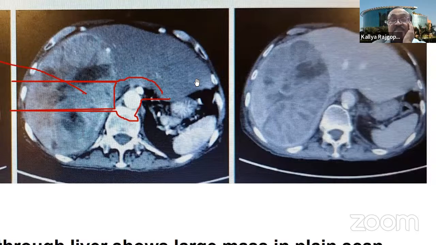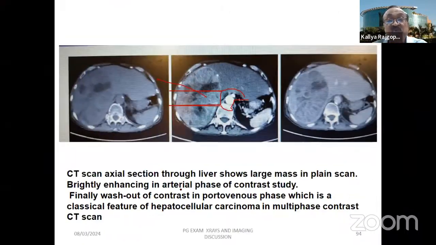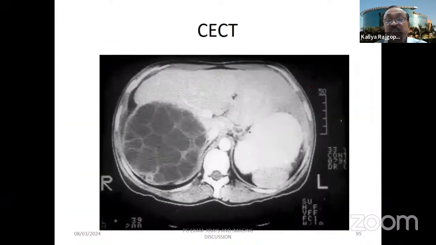Here you can see this is the washout phase, also called the portovenous phase. So this is a very, very classical hepatocellular carcinoma. The imaging is so good that one should be able to diagnose it. Especially in the liver, we talk about three phases: the plain, arterial, and venous, and of course the portovenous phase I mentioned. There are a few examples we will see now.